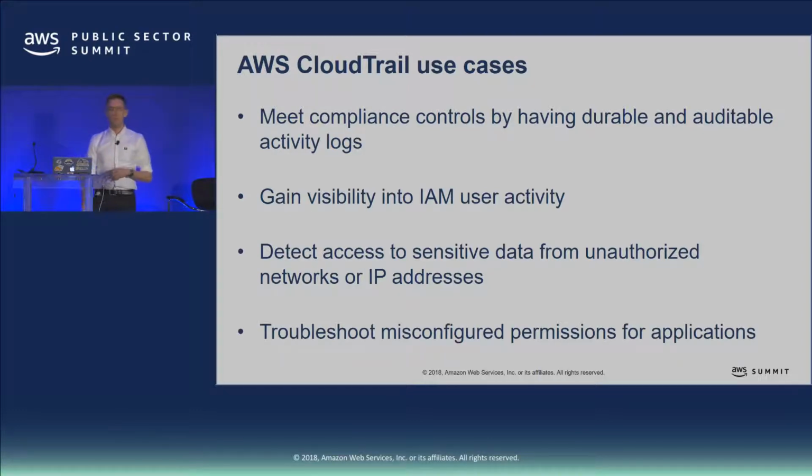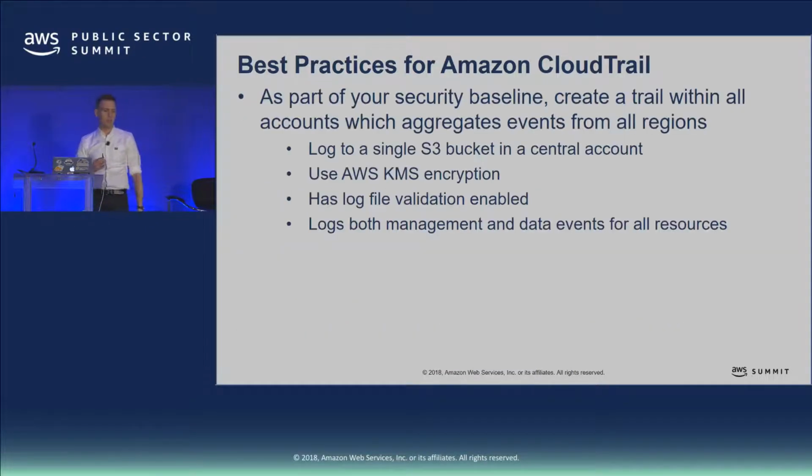Or more mundanely, I need to troubleshoot misconfigured permissions or applications. There's obviously a lot of access control in AWS, and you want to make sure that when you're troubleshooting, you can go in and see, oh, this was denied because this role did not have the correct policy, et cetera. Best practices, you want to make this part of your security baseline.